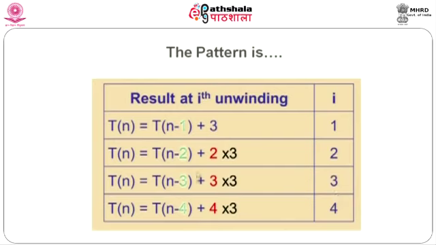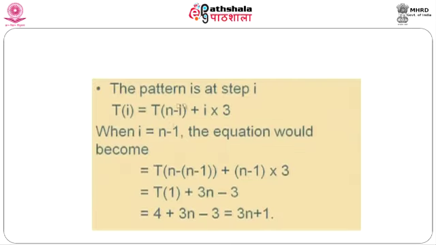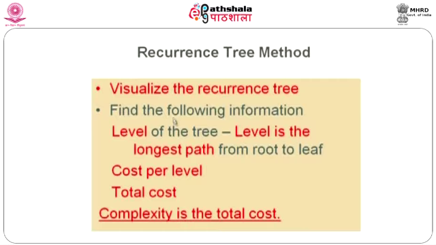So, if I am able to do that, at the end of the ith step, I can guess that my recursive equation is going to be like this. That means T of n is going to be T of n minus i plus i into 3. Fine. So, if I substitute i equal to n minus 1 into these equations, after simplification it comes as 3n plus 1. This is the solution of this particular recurrence equation. This method is also highly popular for solving linear recurrence equations. Using this method we can solve problems very well.